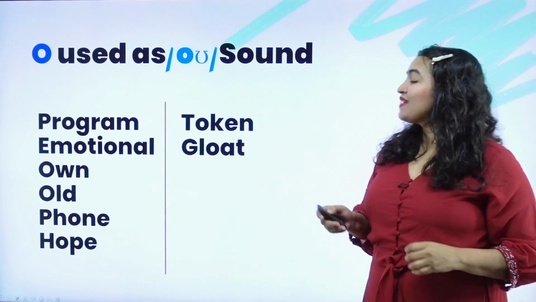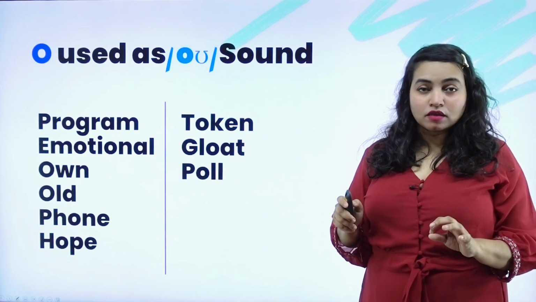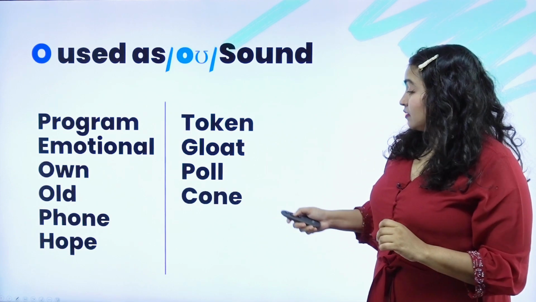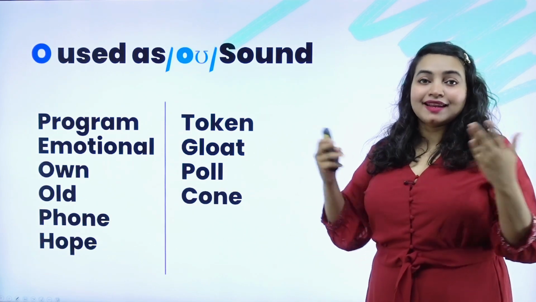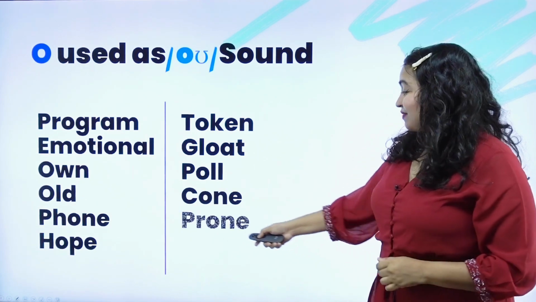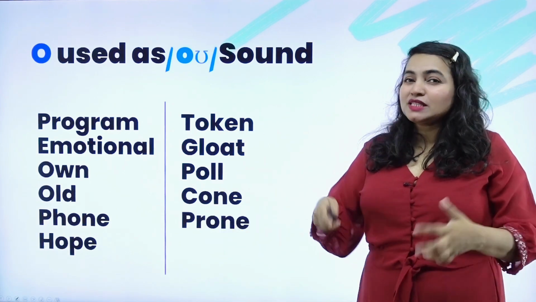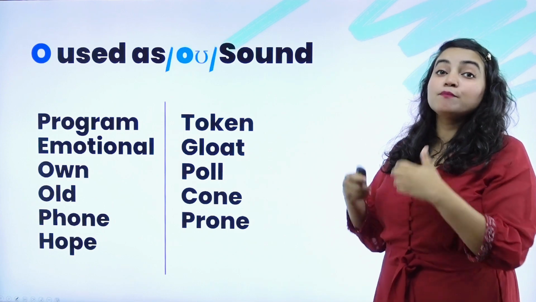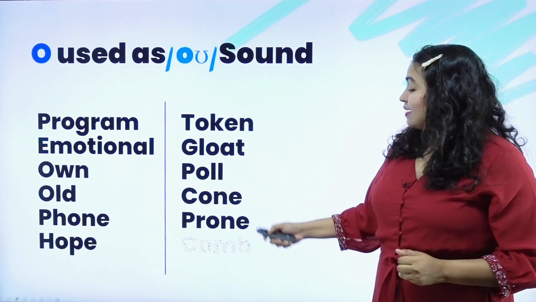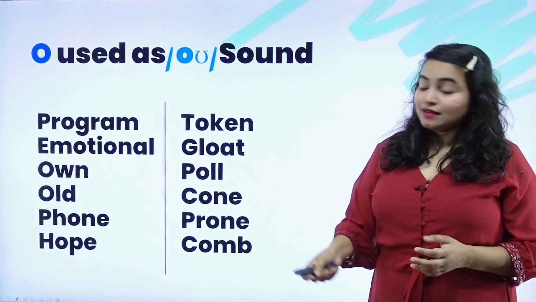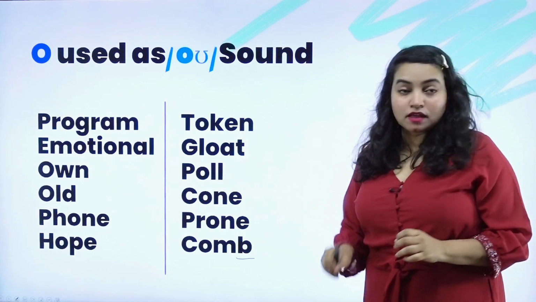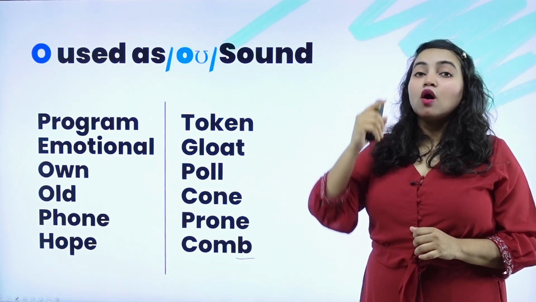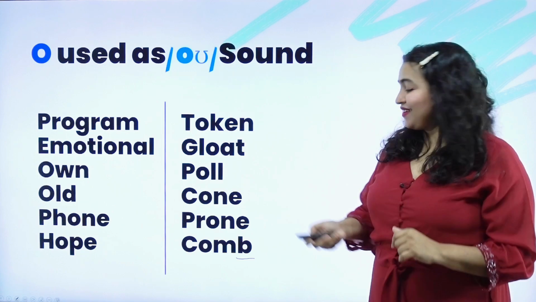The next word, pole. The next word, cone. An ice cream cone. Prone. Prone means when you are more susceptible, when you are more vulnerable towards something, you are prone to doing it. The next word, comb. Now please remember the B is silent. It's not comb, it's comb. You stop at the M, okay?